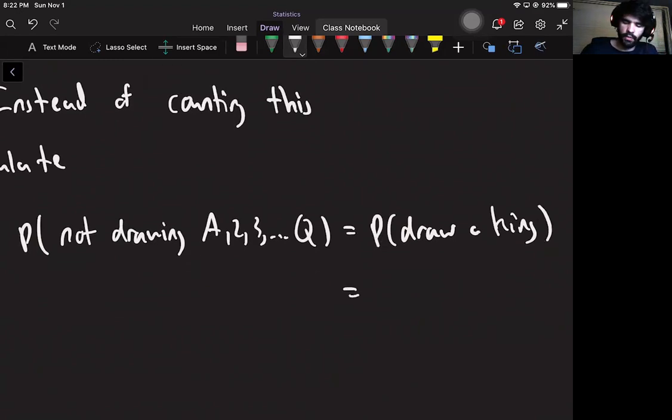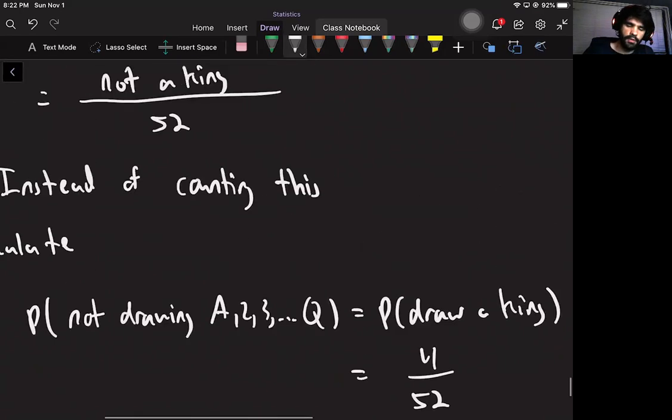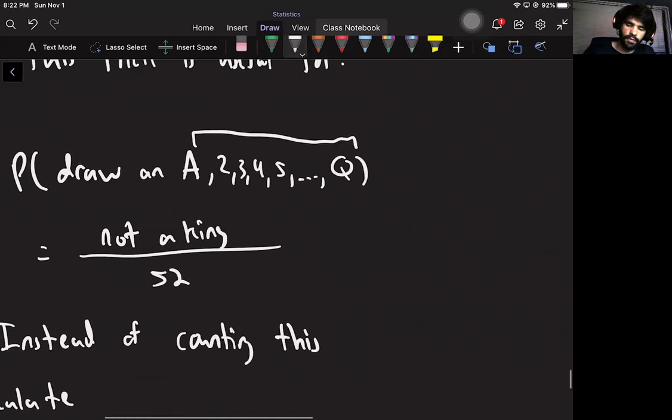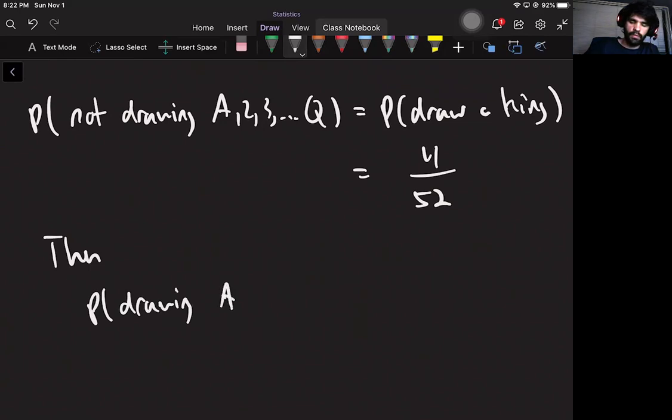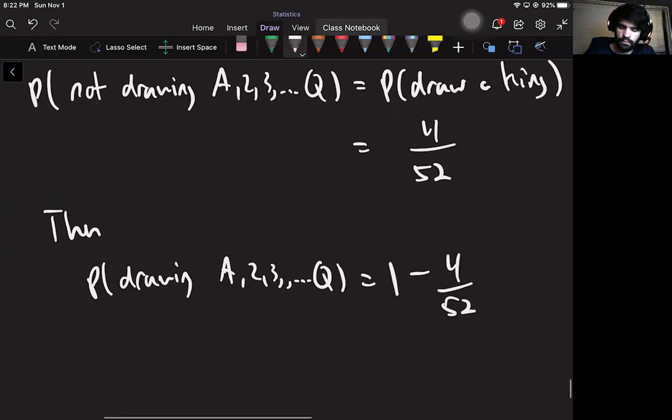And so what's that? Well, there's only 4 kings. I only have to count up to 4. I don't have to count all these other things. So that means that this original question is just going to be 1 minus that. The probability of drawing any card that's not a king is just going to be 1 minus drawing a king, which is a lot easier to do.